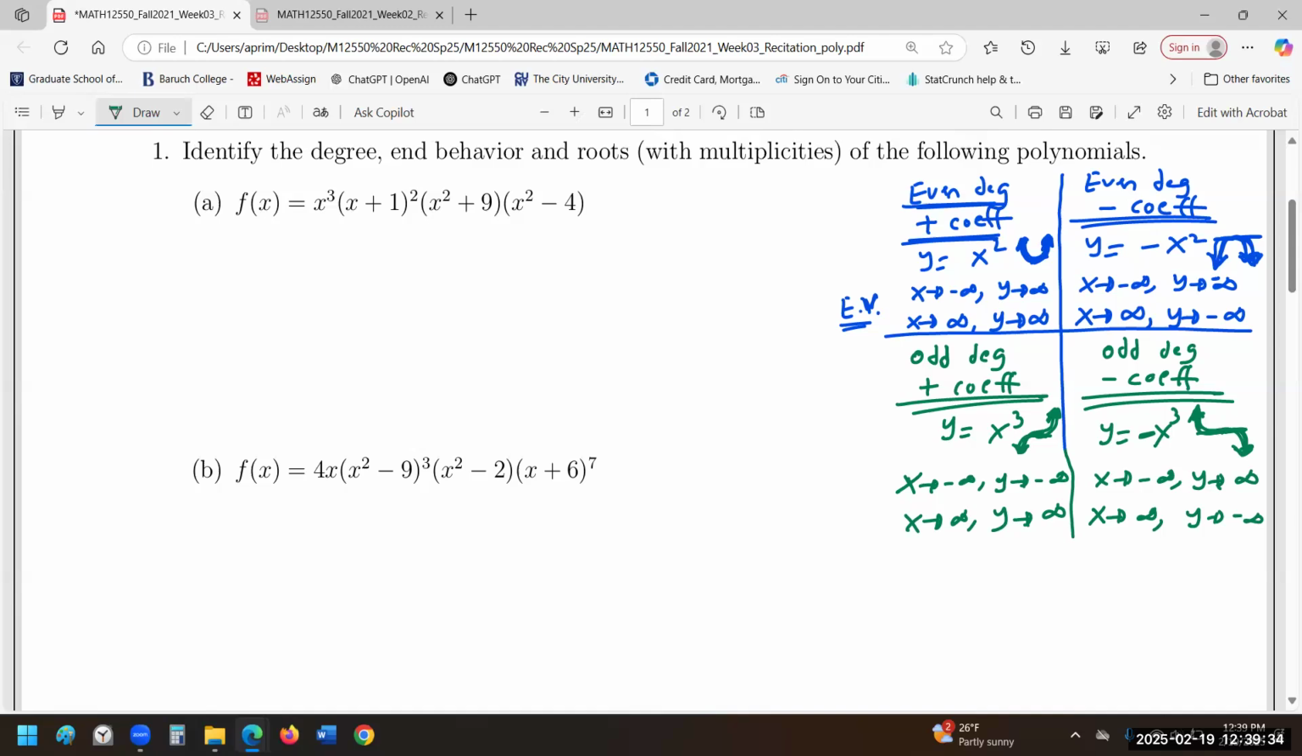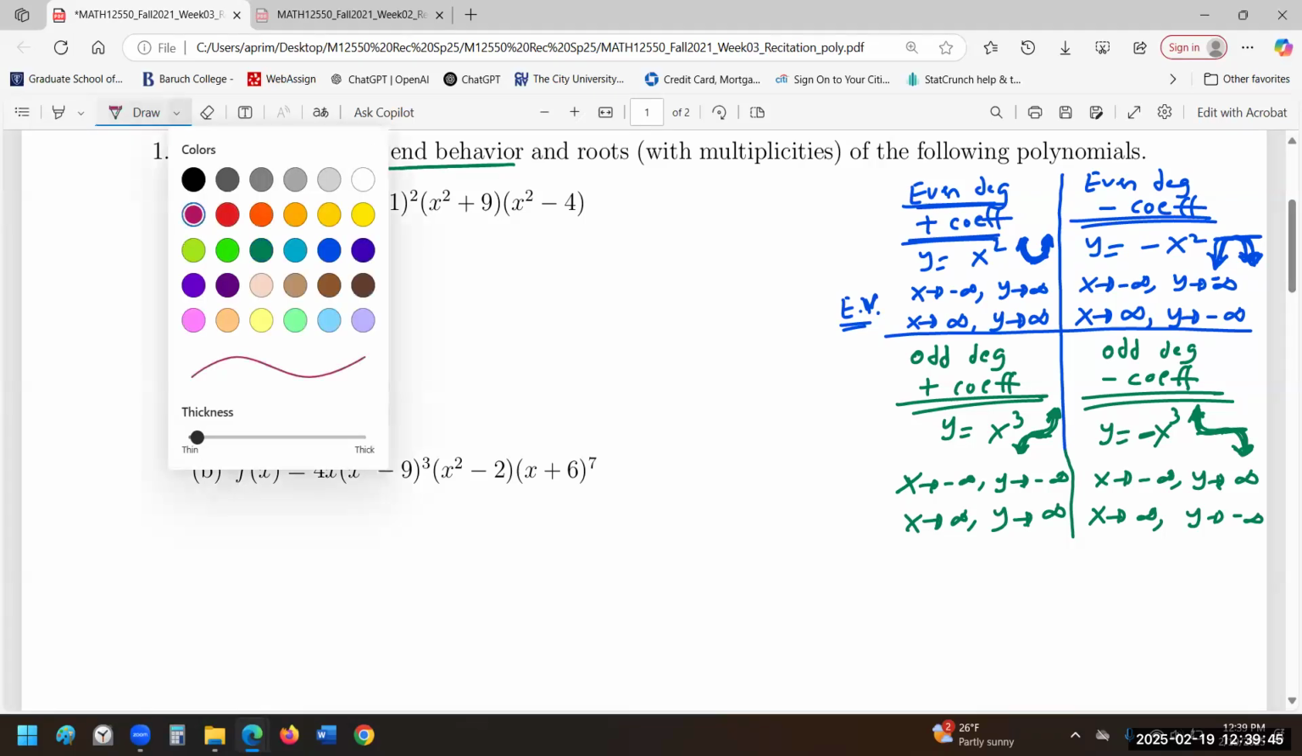Okay, so we need to find end behavior as well as the degree. Now, for degree of the polynomial, we have two scenarios based on what type of polynomial is given to us.